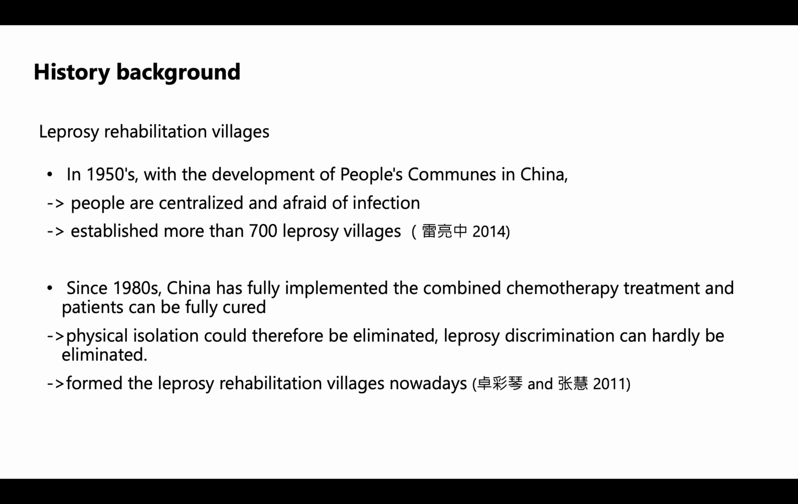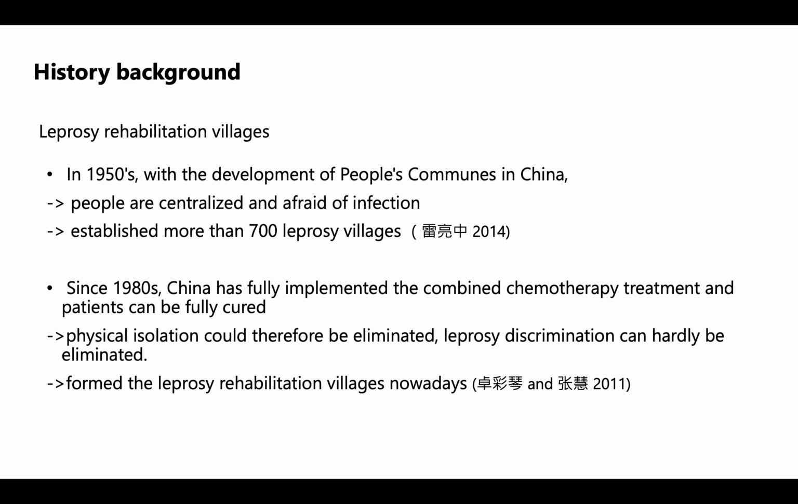First of all, maybe you are not familiar with the background of leprosy rehabilitation villages. I did not hear of these villages before this project as well. Back in China, 1950s, people's communes were established during the Great Leap Forward, implementing centralization of life. In the past, leprosy has not been very influential to others. Since people are centralized and they are afraid of infection, at that time, the country began to build leprosy villages to isolate leprosy patients. The whole country established more than 700 leprosy villages.